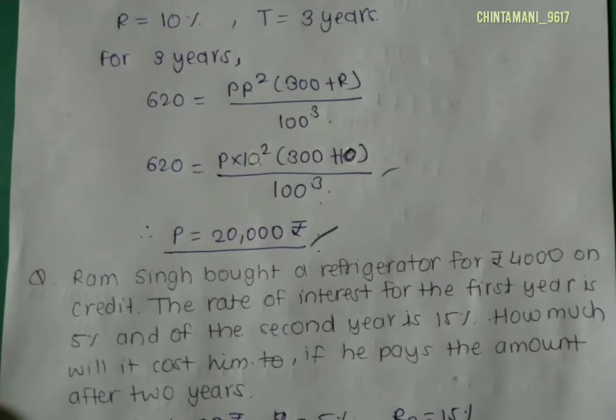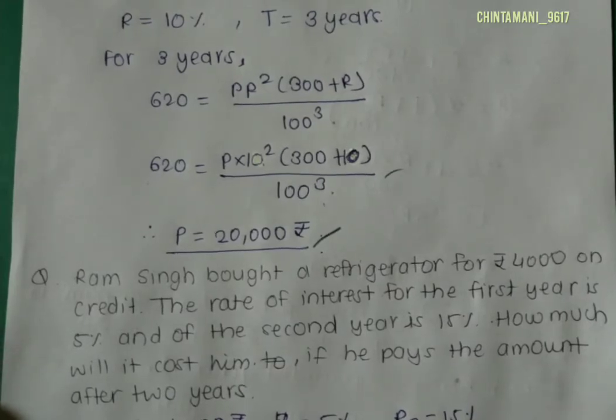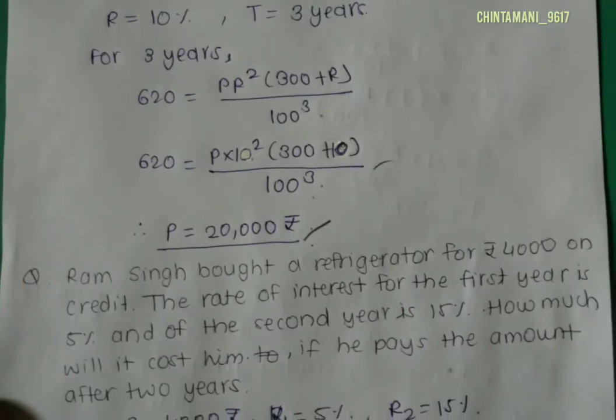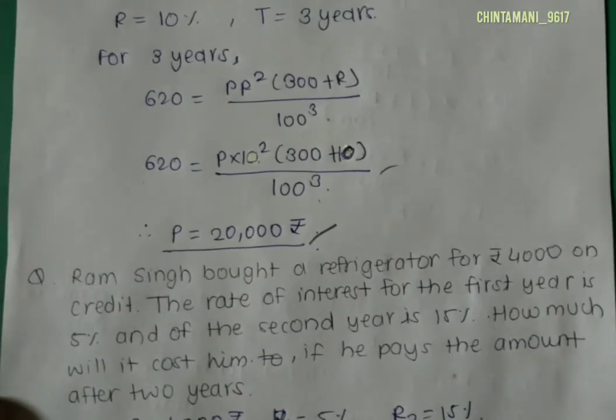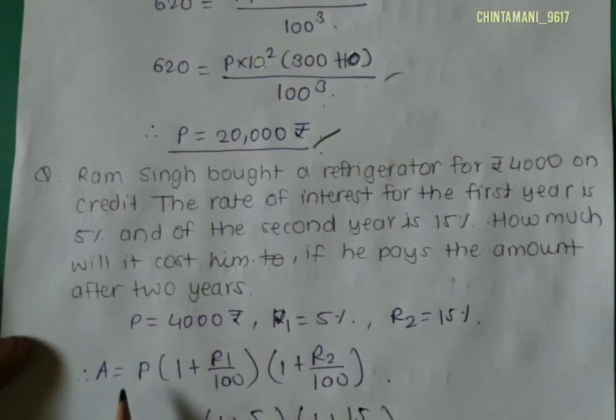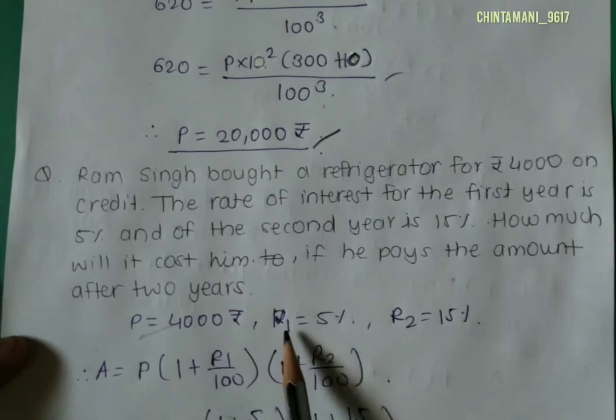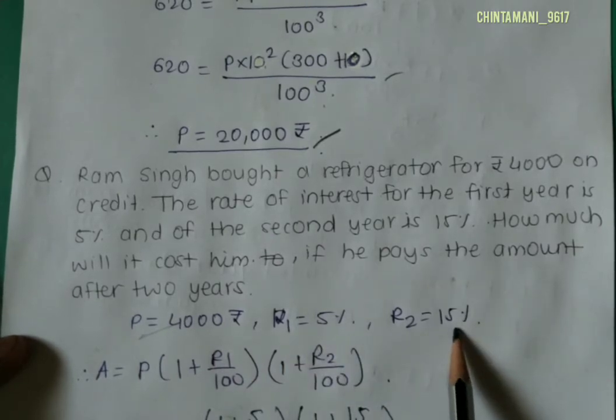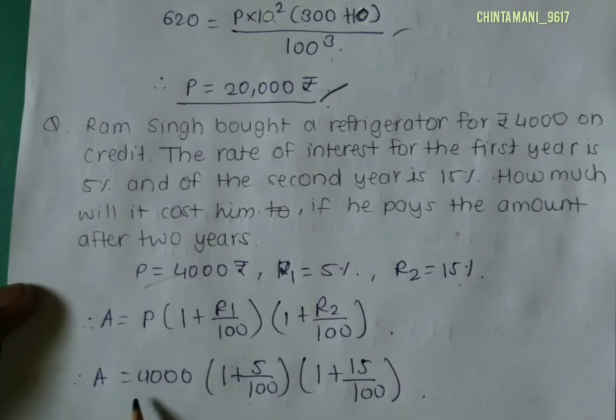Ram Singh is borrowing a refrigerator of 4,000 rupees on credit. So he is going to pay after the 2 years. But for the first year, the rate is 5% and for the second year, the rate is 15%. So we know the formula: A is equal to P (1 plus R1 by 100) into (1 plus R2 by 100). We know the principal amount, that is 4,000, R1 is 5%, R2 is 15%. Just substitute the given values: 4,000 into (1 plus 5 by 100) into (1 plus 15 by 100).